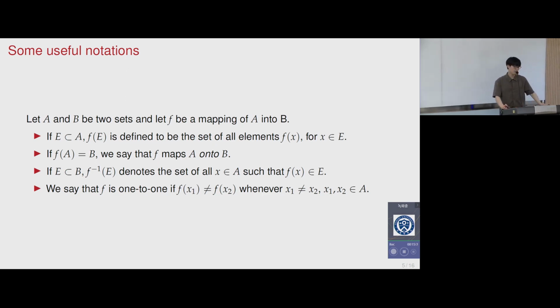So we talked about the first part, where if E is a subset of A, then we define f(E) to be the set of all f(x), where x is an element of E. We're seeing where the subset E lies in the codomain. It's very intuitive to understand it that way. And also, if we have a case where f(A) is B, we say that f maps A onto B.